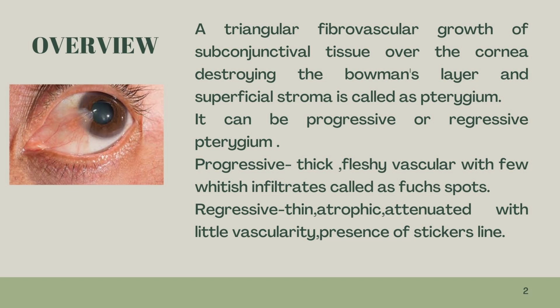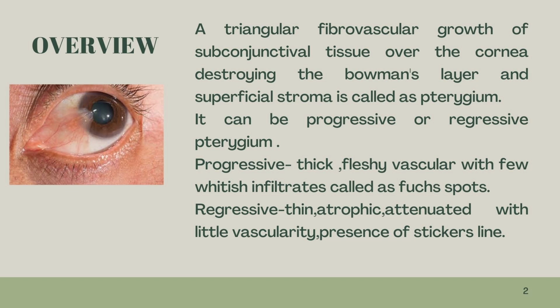So it is triangular fibrovascular, that is, it is made up of a fibrous component and a vascular component. Growth of subconjunctival tissue. It is triangular fibrovascular subconjunctival tissue which is growing over the cornea, destroying the cornea's Bowman's layer and superficial stroma. You already know that the cornea has 6 layers, out of which it destroys the Bowman's layer and the superficial stroma. This is called pterygium.